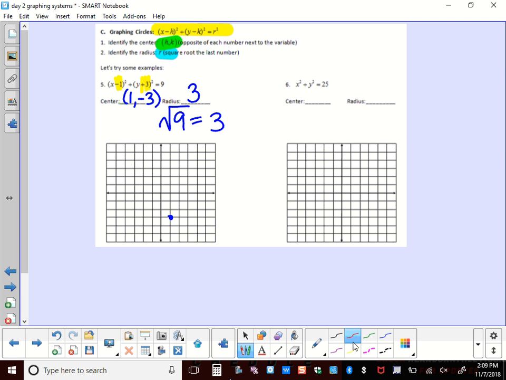All right, so my radius is 3. I go up 3. 1, 2, 3. I make a dot. I go to the left or the right 3. 1, 2, 3. Go down 3. And to the left 3.